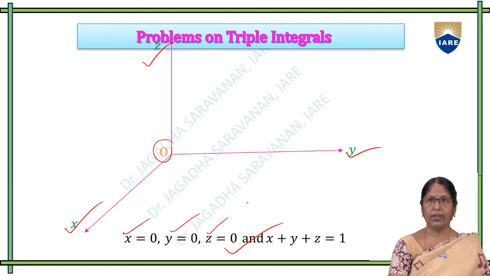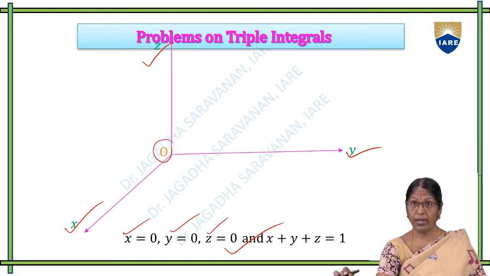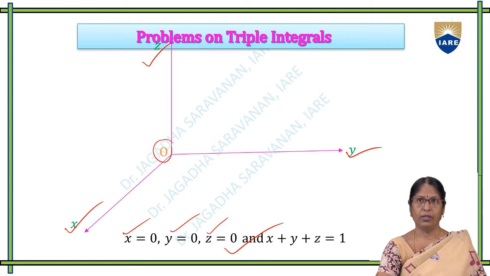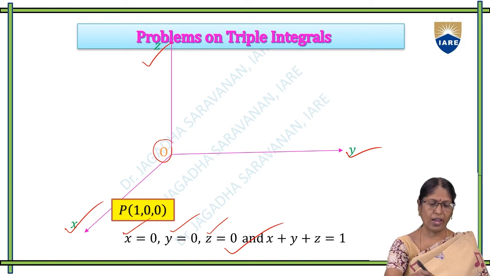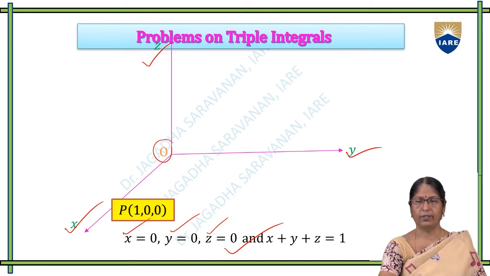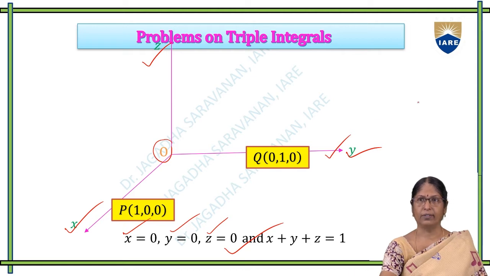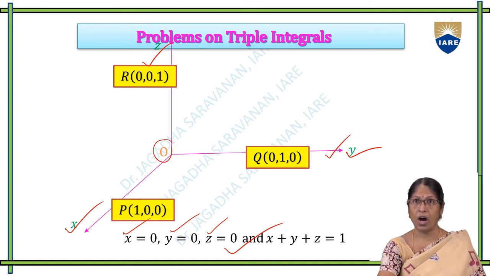X, y, z in the question, the triple integral symbol is there. So the given problem falls under triple integral, 3 dimension. Now we can see there is a point P which lies on the x-axis, a point Q on the y-axis, and a point on the z-axis, R.